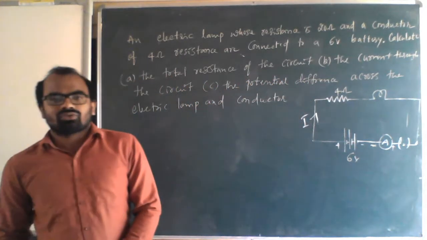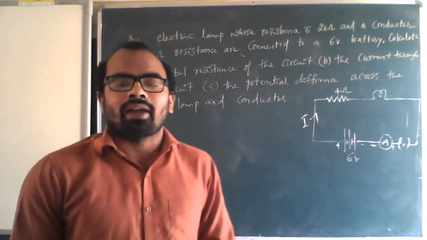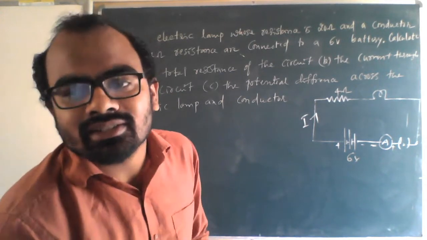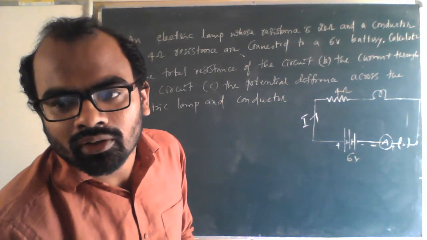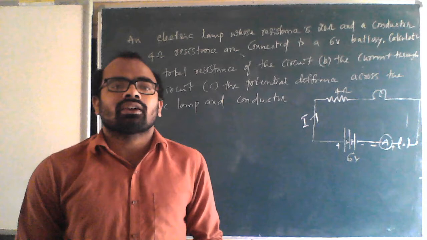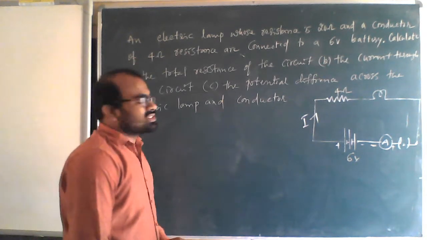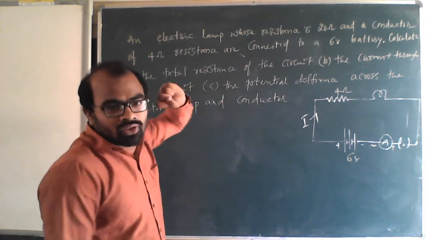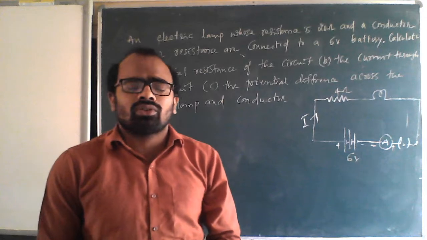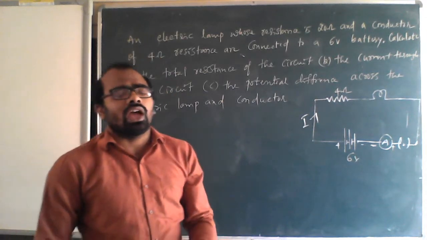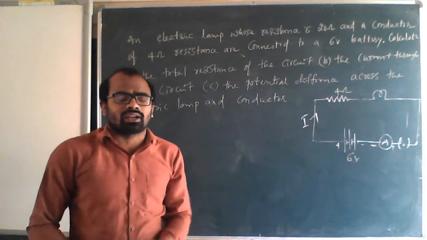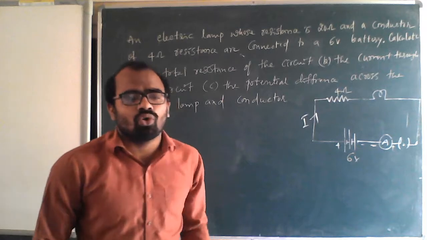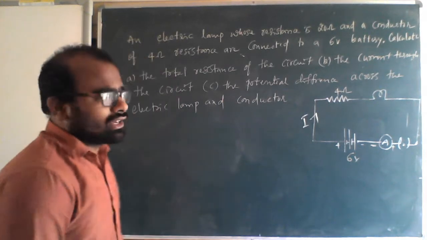So this is given. Understand the question. An electric lamp whose resistance is 20 ohm. So what is my resistance here? It is 20 ohm. And a conductor of 4 ohm resistance are connected to a 6 volt battery. What is given, you have to write down first. In any problem, please note down, as you read the question, write down the data, what is given there.